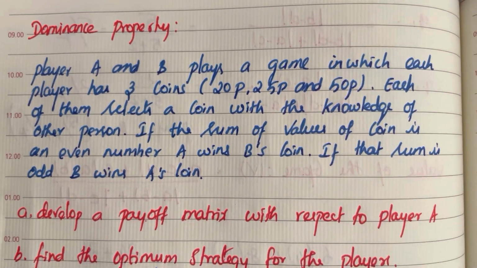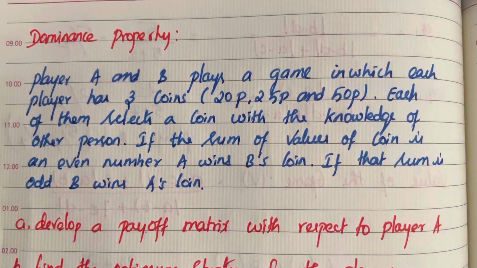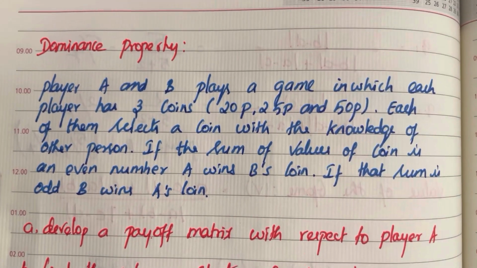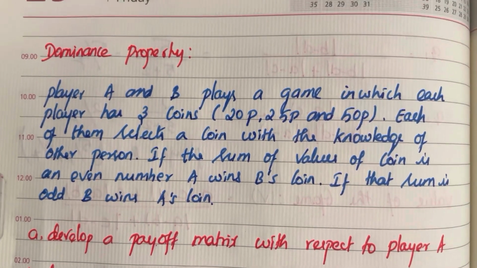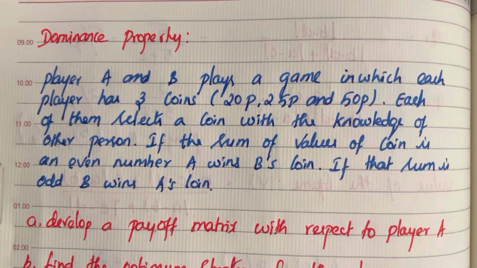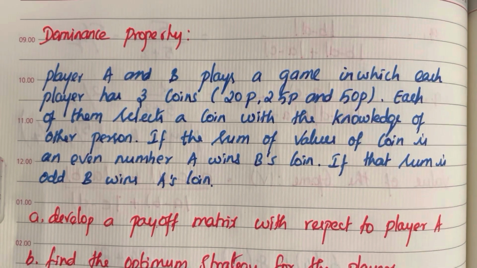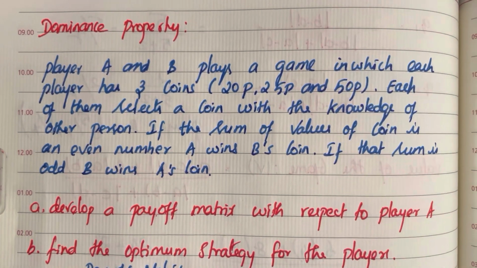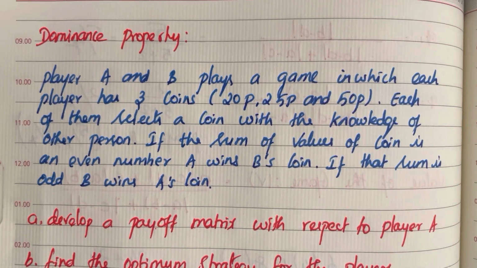If the sum of the values of the coins is even, for example A is throwing 20 and B is also throwing 20, the sum of the coins is even. When it is even, A wins B's coin. And if the sum of the coins is odd, B wins A's coin. So for example, if A is throwing 20 and B is throwing 25, B wins A's coin.